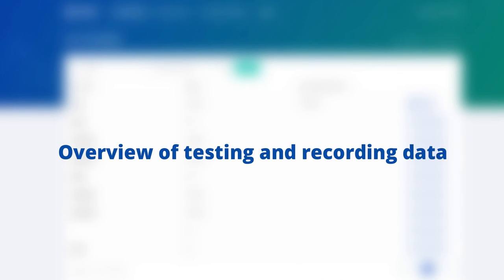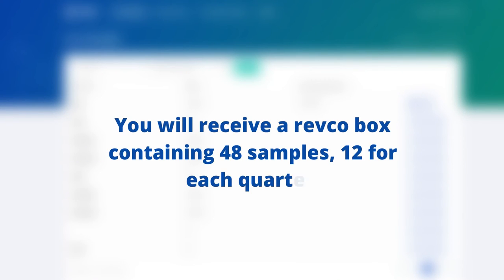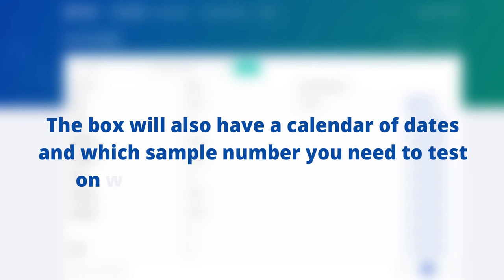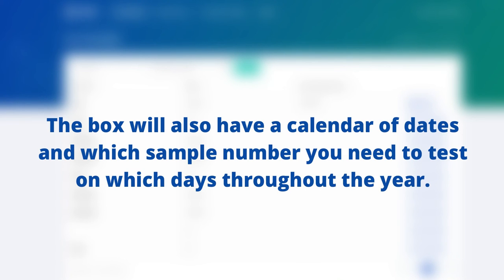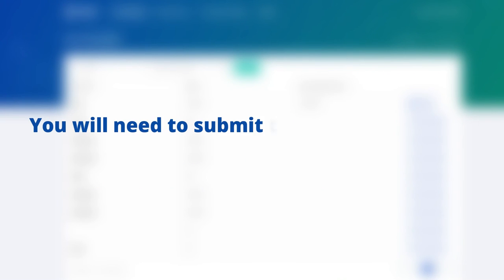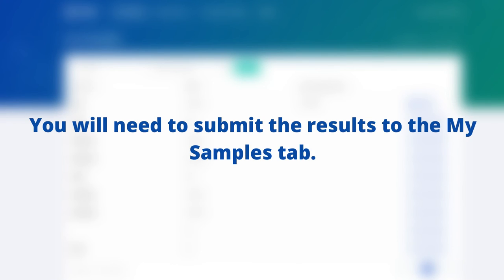Overview of testing and recording data. You will receive a Revco box containing 48 samples, 12 for each quarter. The box will also have a calendar of dates and which sample number you need to test on which days throughout the year. You will need to submit the results to the My Samples tab.